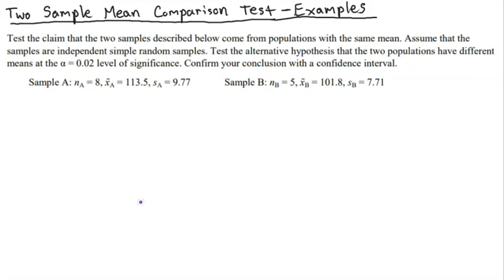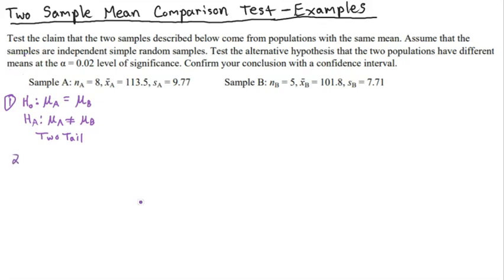That means it's a not equal to, it's a two-tailed test, okay? At the alpha equals 0.02 level of significance, and then confirm with a confidence interval, okay? All right, so step one, we're going to state the null and alternative hypotheses. All right, so our alternative hypothesis is that the mean of A is not equal to the mean of B, because it says the alternative is that they have different means, okay?